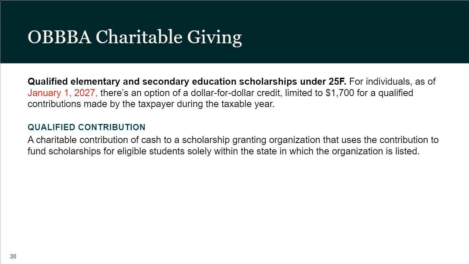Now the scholarship credit. Section 25F was put into the bill, and this is something that we've been getting a lot of questions relating to. If you are giving money to a scholarship granting organization, there is a possibility of a non-refundable tax credit of up to $1,700 for individuals making these contributions. The scholarships have to be for qualifying elementary and secondary school students, and to qualify, the students must have family income at or below 300% of the area's median gross income and be eligible to enroll in a public elementary or secondary school.